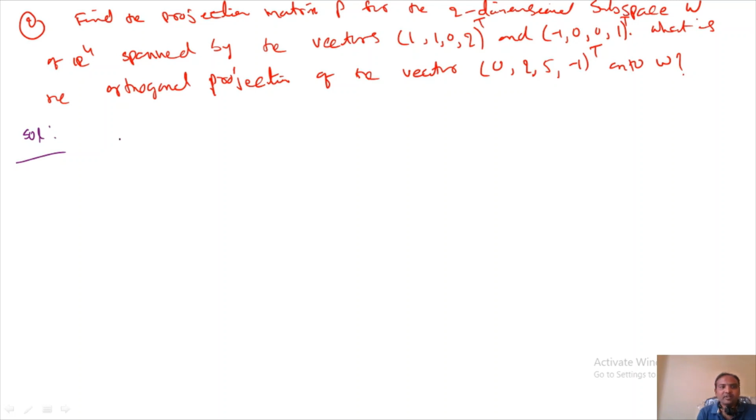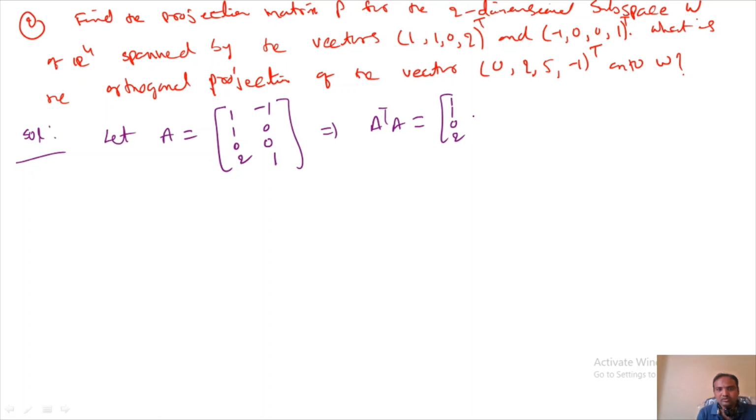First, write it in matrix form. Let A equal to the given vectors, whether row vector or column vector, write them as column vectors: 1 1 0 2, and minus 1 0 0 1. So now what about A transpose A? We require A transpose A. Now find A transpose A.